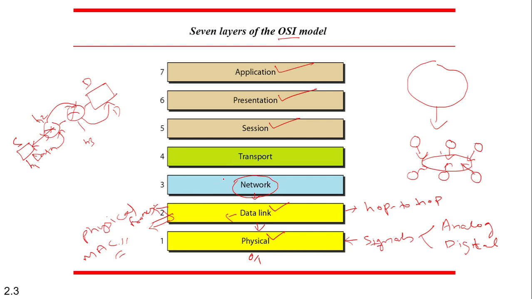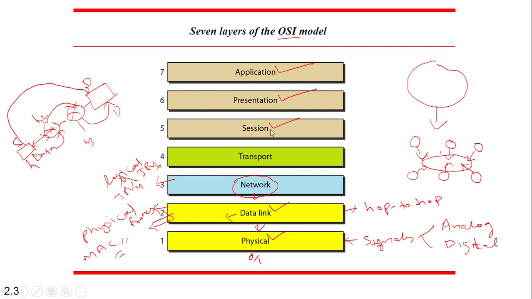Now this comes to the network layer. What the network layer does is that it is responsible for delivering the data from source to the destination. There is an addressing scheme associated with this called the logical address. This logical address is of two types: one is IPv4, Internet Protocol version 4, and the other is IPv6, Internet Protocol version 6. This is the responsibility of the network layer.